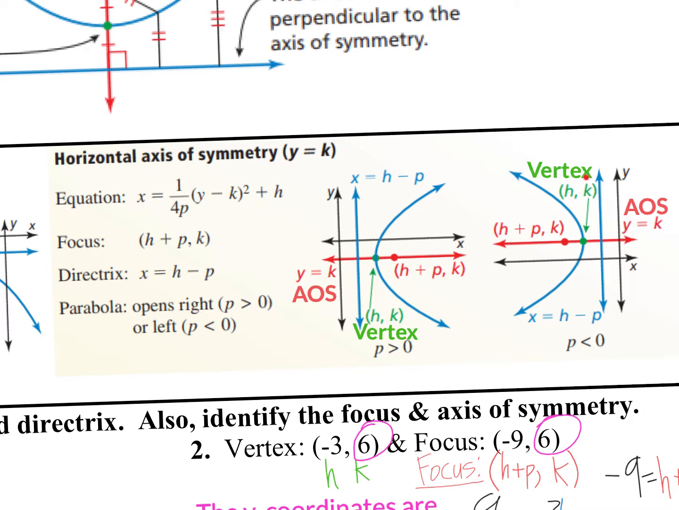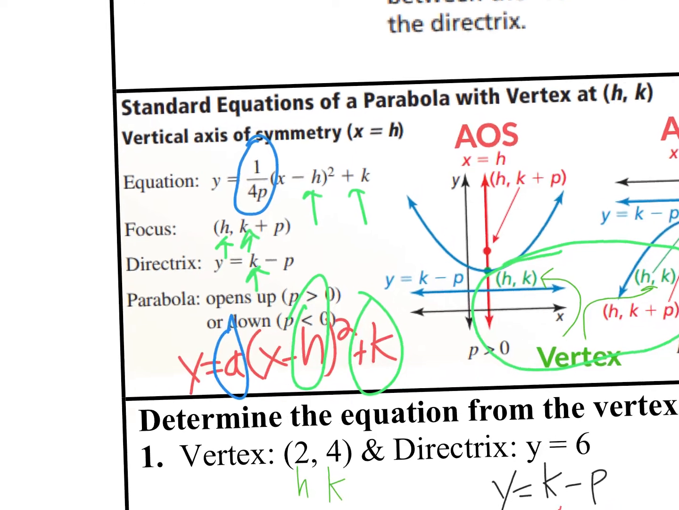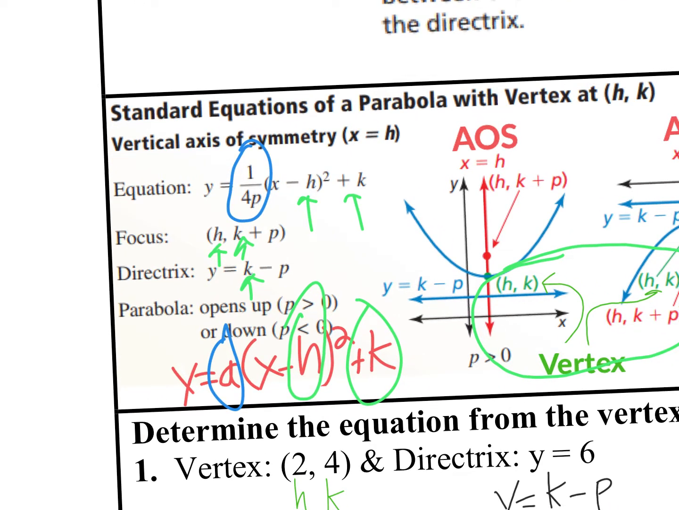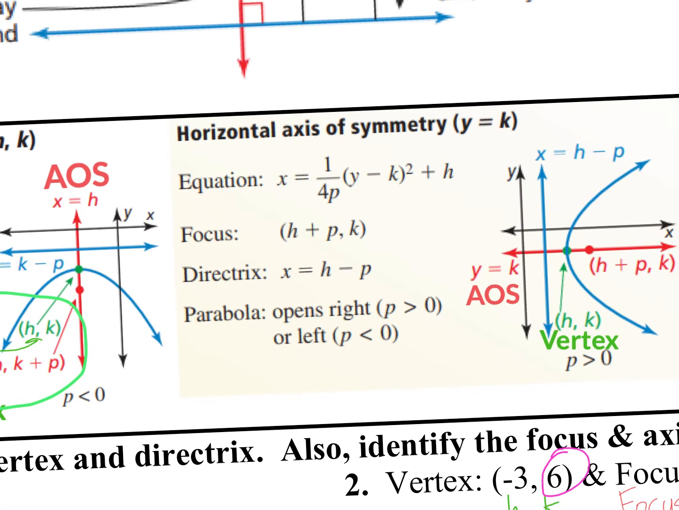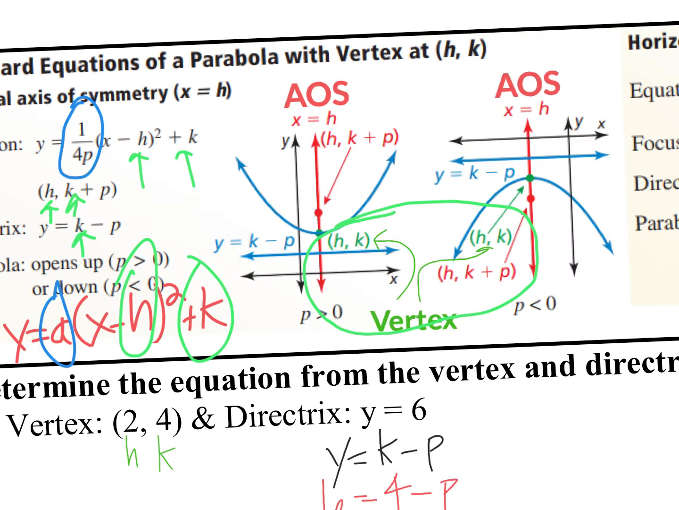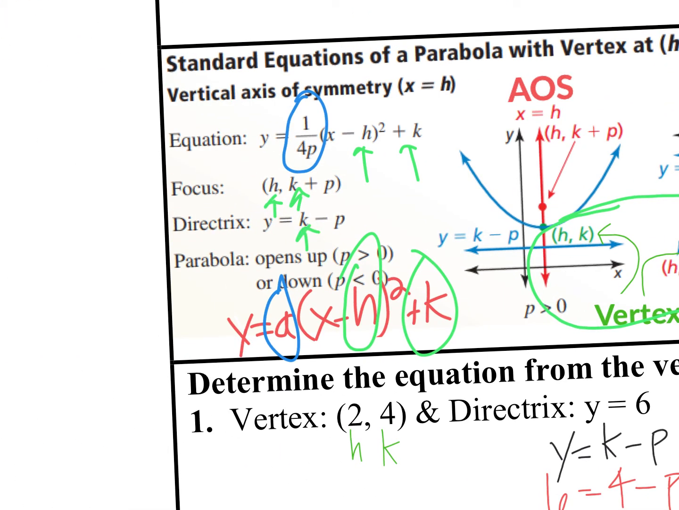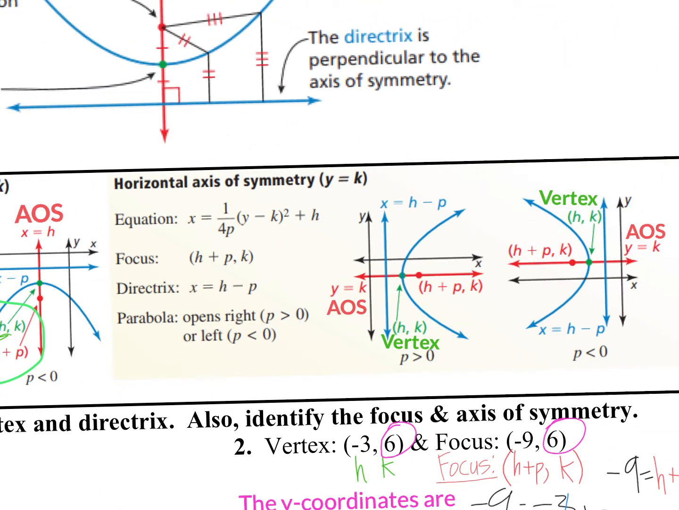Your vertex is still at (h, k), but you plug in the letters differently. If you look at the focus, it says (h, k plus p) for the vertical parabola, but here it's (h plus p, k). You added the p to the y-coordinate when it was a y equals equation, and now you're going to add the p to the x-coordinate when it's an x equals equation. And when you look at the directrix for the x equals parabola, it's x equals h minus p, while for the y equals parabola it's y equals k minus p. So you're still subtracting p or adding p in the focus or directrix, but which coordinate or letter it corresponds with is different, whether it opens up, down, left, or right.